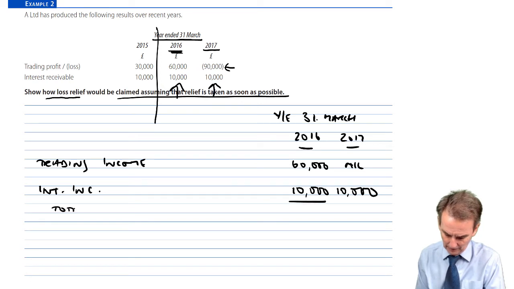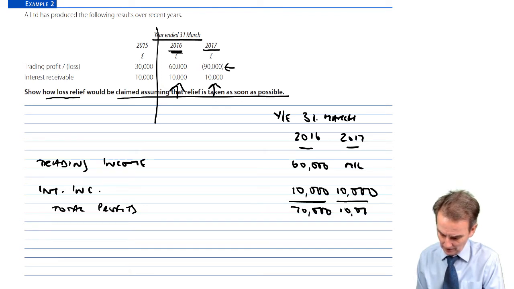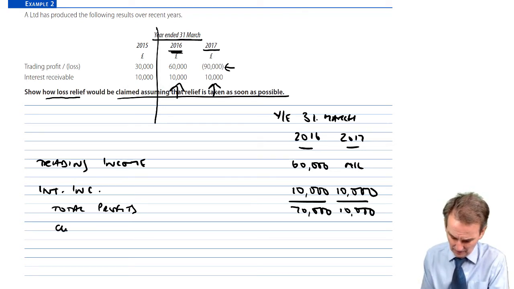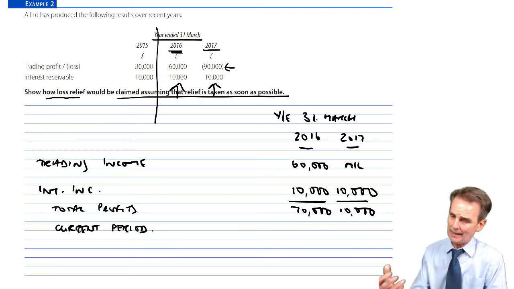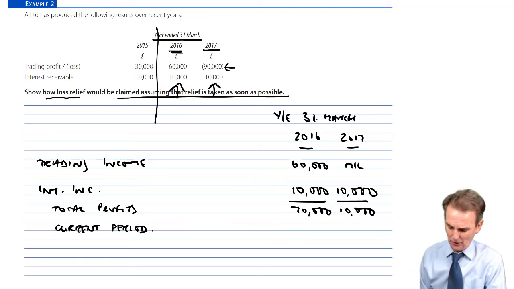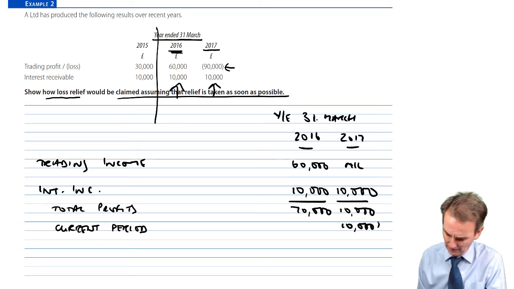So our total profits here will be 70,000 and 10,000. Relief at the earliest available opportunity means current period relief. Again, just to remind you, I know that earliest relief would be to carry back. Earlier is better, but we can't carry back unless we've gone through the current period first. So the current period relief would be 10,000 and therefore eliminate all of that interest income there, all of the total profits.